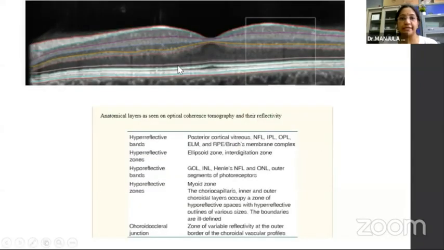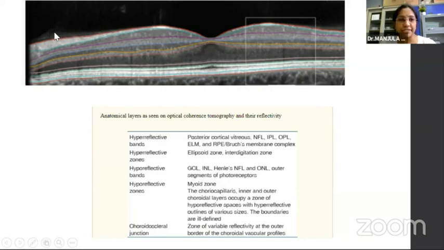Before going into reading an abnormal OCT, let us learn something about the normal OCT and how anatomical layers are seen on an OCT. Either they can be hyporeflective or hyperreflective. In general, remember all the nerves appear hyperreflective and cells appear hyporeflective. The RPE Bruch's complex, the ISOS junction, and the ellipsoid zone, which falls between the ISOS and the RPE Bruch's, are hyperreflective. ELM is hyperreflective. Outer plexiform layer, inner plexiform layer, and the NFL are hyperreflective.